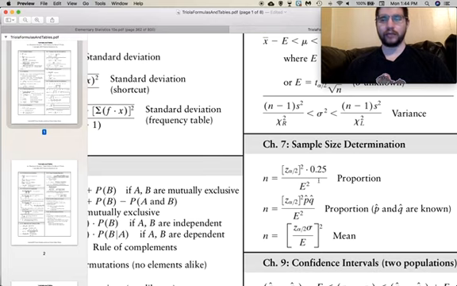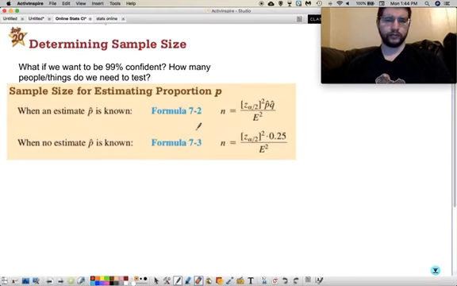So if we have no sample data, and I mean, if we're about to construct an experiment and we want to know how many people we need, we haven't already constructed the experiment, right? So we use the 0.25 to get that sample size we need. Now, if we're repeating the experiment, then we can use the previous data to construct a new sample size. All right, so there's the two formulas. Let's try and use them.